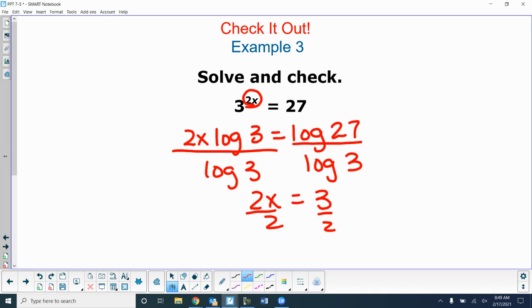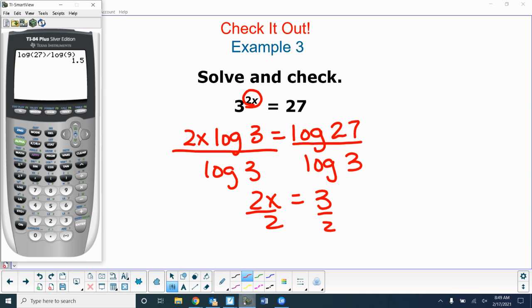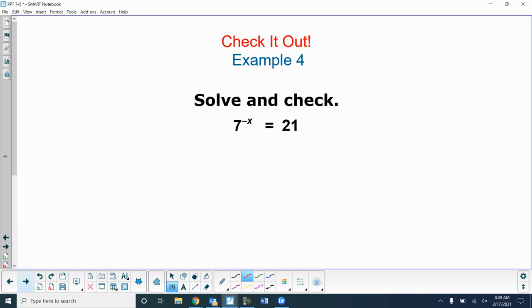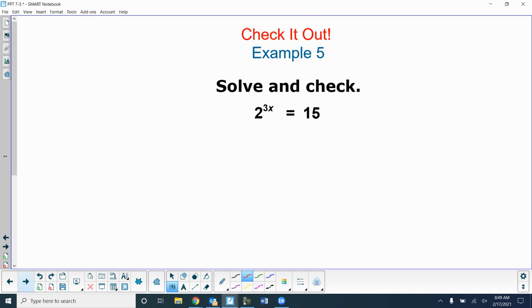Okay, again, when you put this in your calculator, log 27, make sure you do what? Close it, right? That's where some of you, I think, made a mistake in your quiz, if you made a mistake. All right, let's do that one.